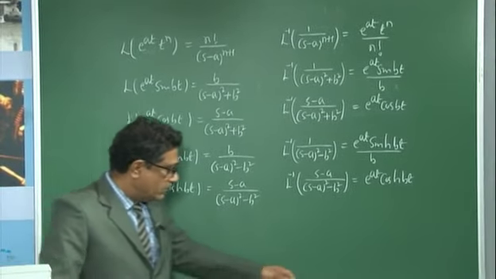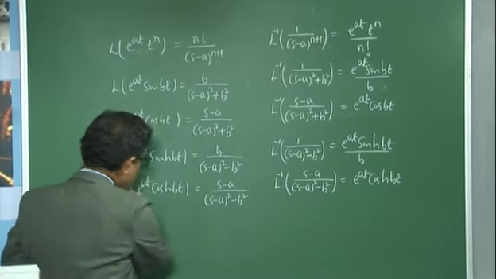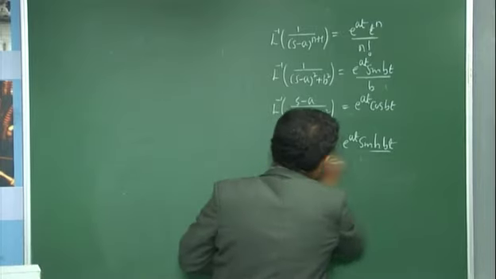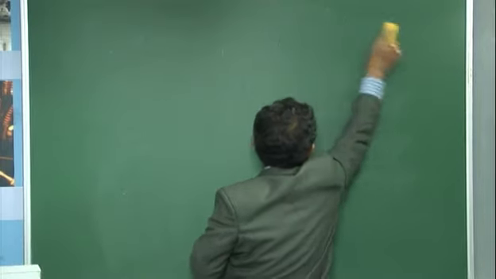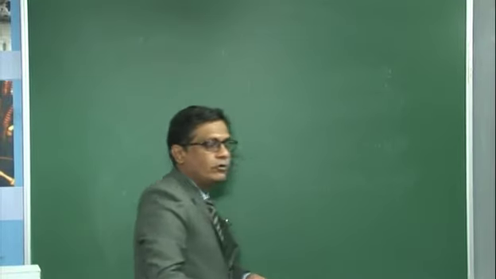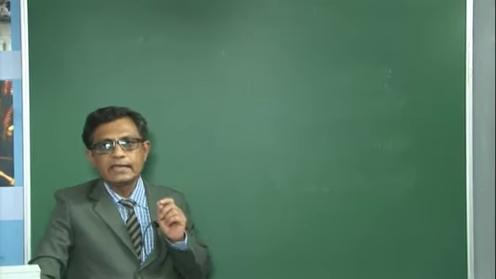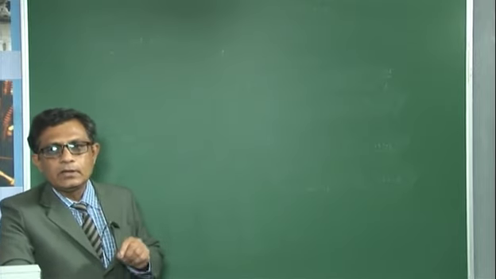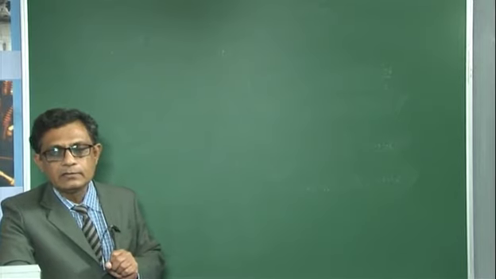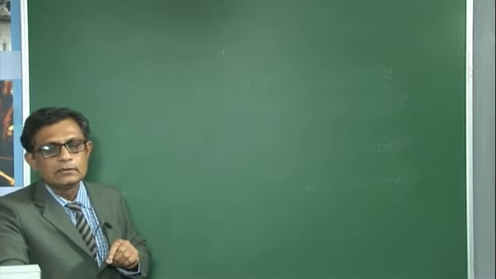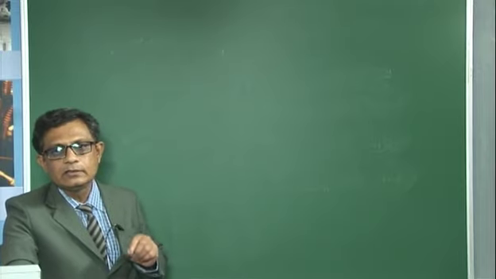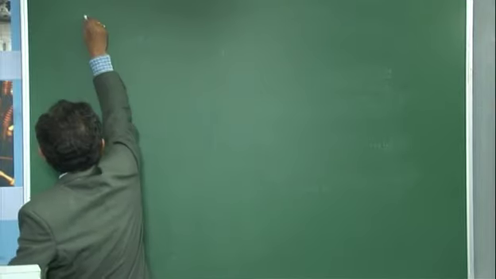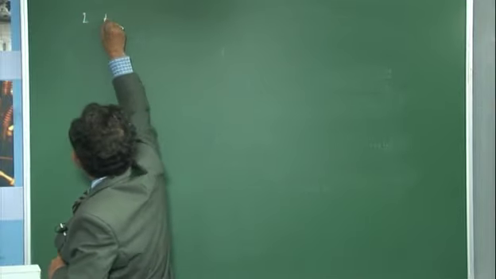First method, by using the multiplication of t raised to n formula. Then the second one, by using the partial fractions method, and the third one by using the convolution theorem. Now, we will do the first one. What is the first one?